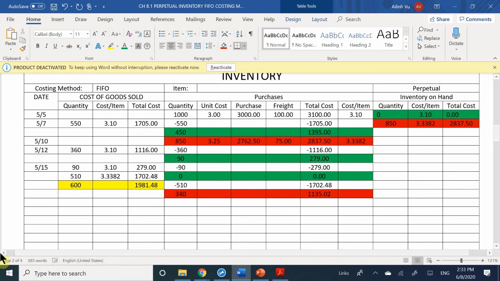Once we have this number, you're going to go ahead and go here and change it as well over here. So instead of 850, we now have 340. And then for this, we have 1135 and 2 cents. Oopsies, 1135.02. Okay. All right. So we're good here now.